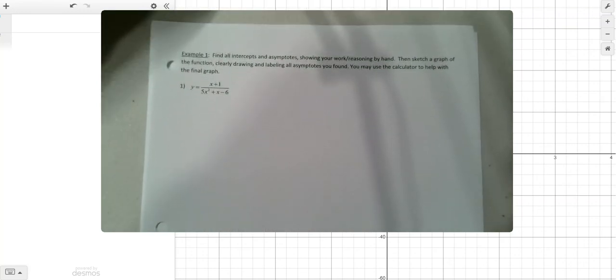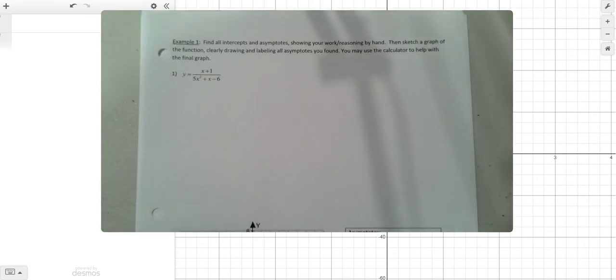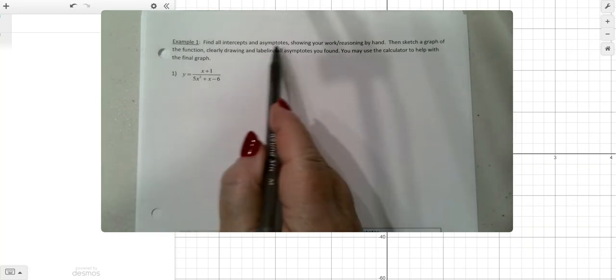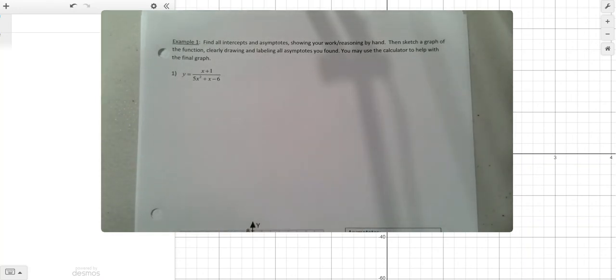All right, in my first example, I've got the function x plus 1 over 5x squared plus x minus 6. And we're asked to find the intercepts and the asymptotes by hand, and then sketch our graph using the calculator or Desmos to help us a little bit to fill in the details that we won't yet be able to figure out by hand. It actually takes some calculus before we can figure out everything we would need to draw a full graph here.